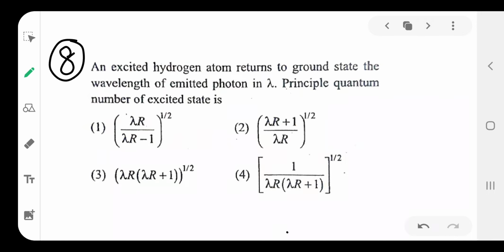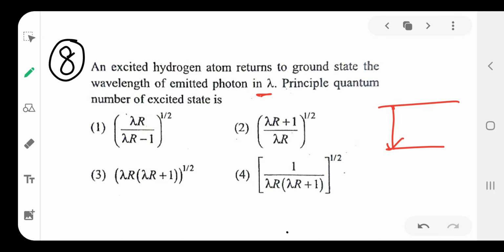Then next, see the eighth question. The excited hydrogen atom returned to the ground state. The wavelength of the emitted photon is lambda. The principal quantum number of the excited state is? Once again, read the question: the excited hydrogen atom returned to the ground state. So this is the excited state electron, returning back to the ground state.